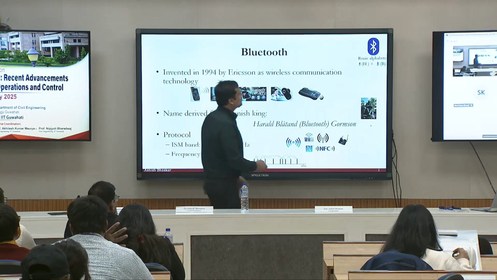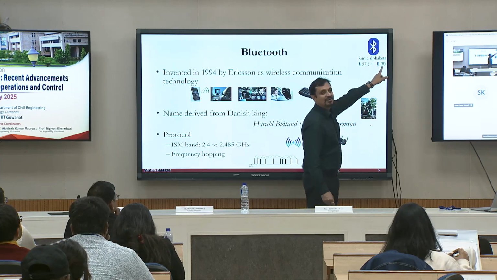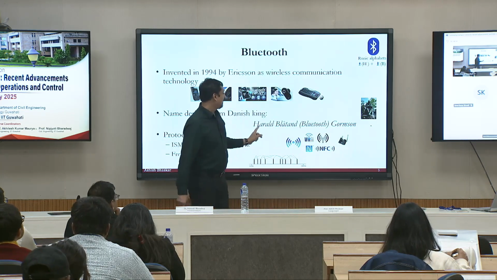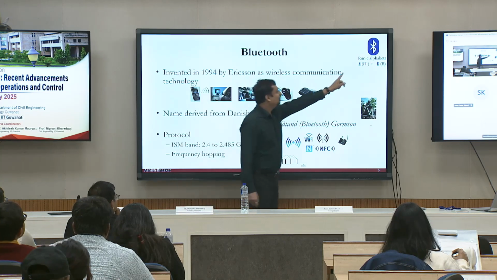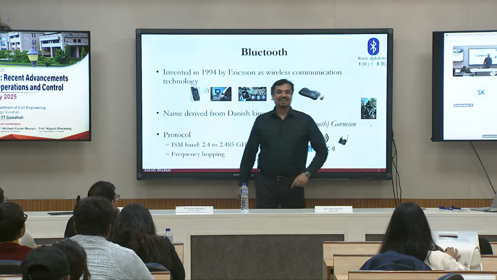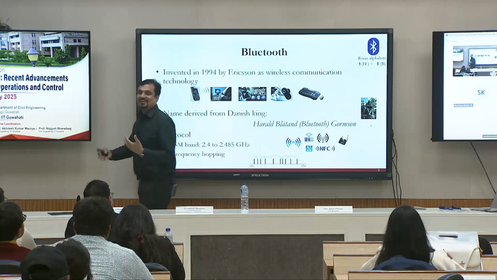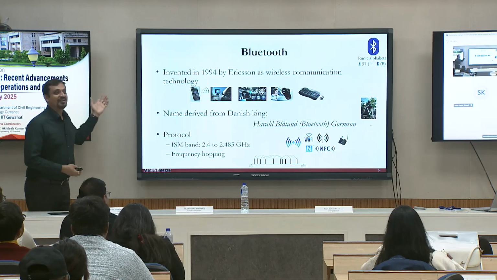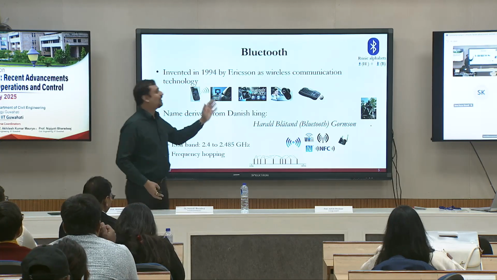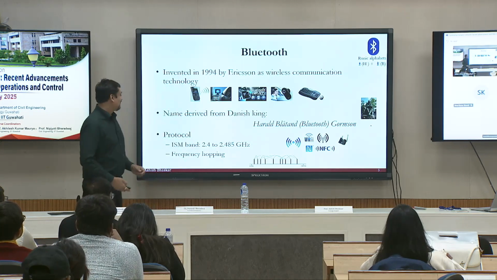And the symbol that you see here is the runic letters H and B, for Harald and Bluetooth. If you combine these two together, it becomes the Bluetooth symbol. Interesting thing: an engineer reading a book and giving the world a new name, a new technology, and a new symbol based on it. Quite nice.